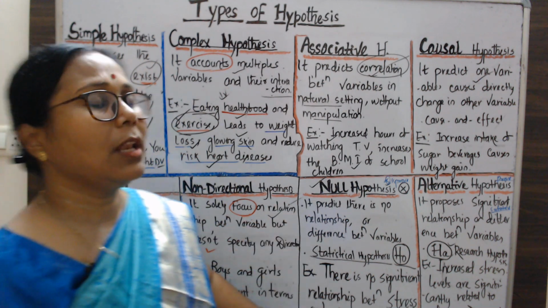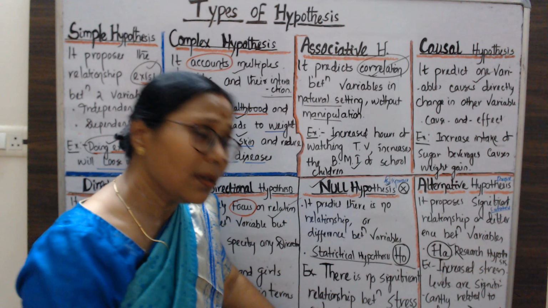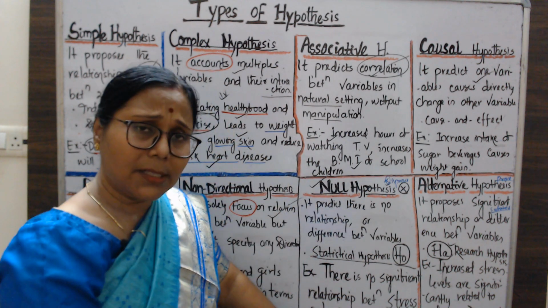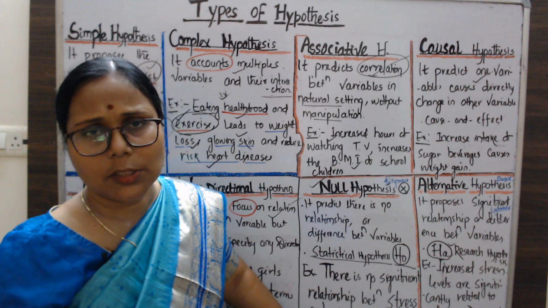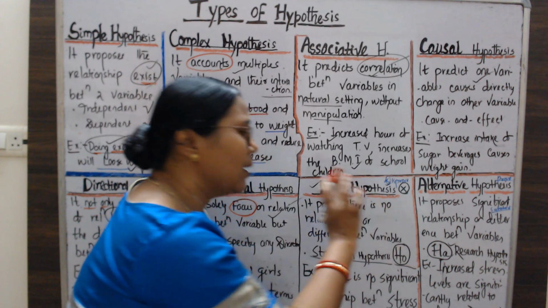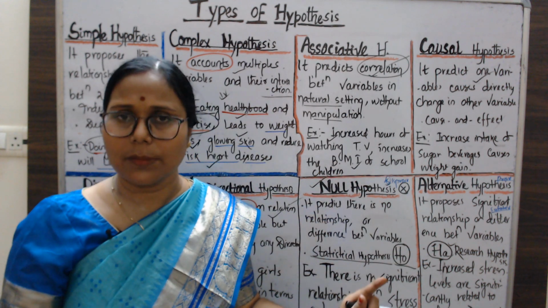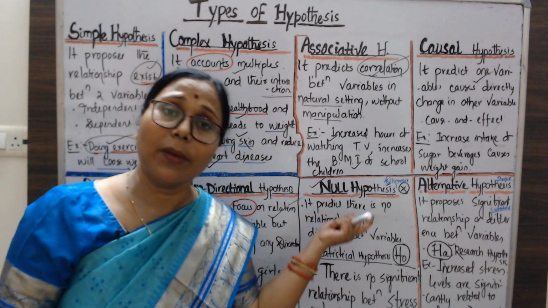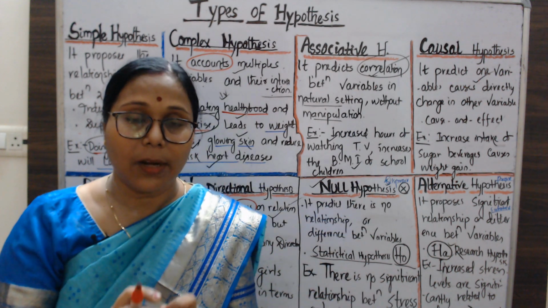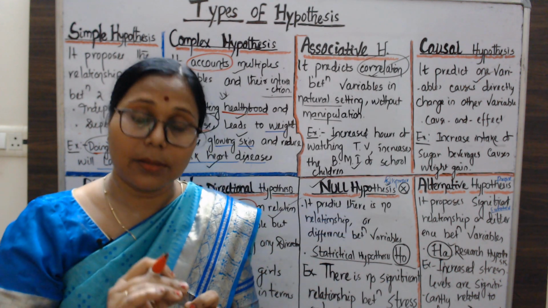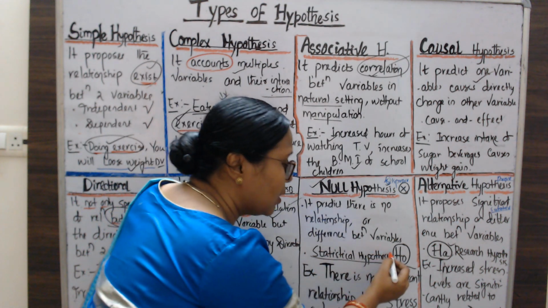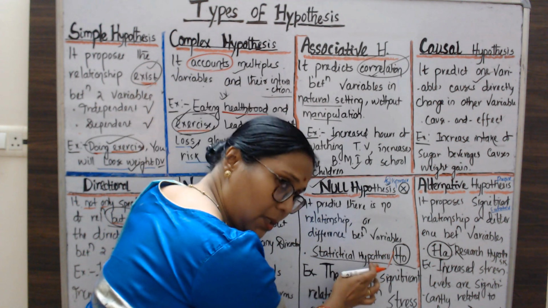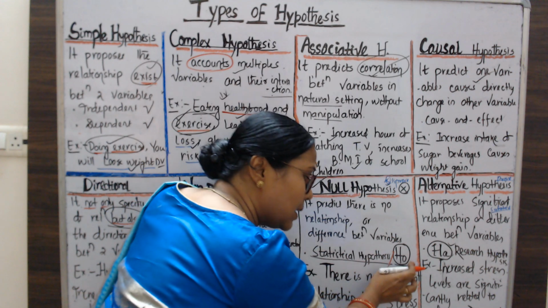Next, move on to null hypothesis. Here the prediction is that there is no relationship or difference between the variables. The word "no" is mentioned, so this is called the null hypothesis. Its other name is the statistical hypothesis, and it is represented as H0.